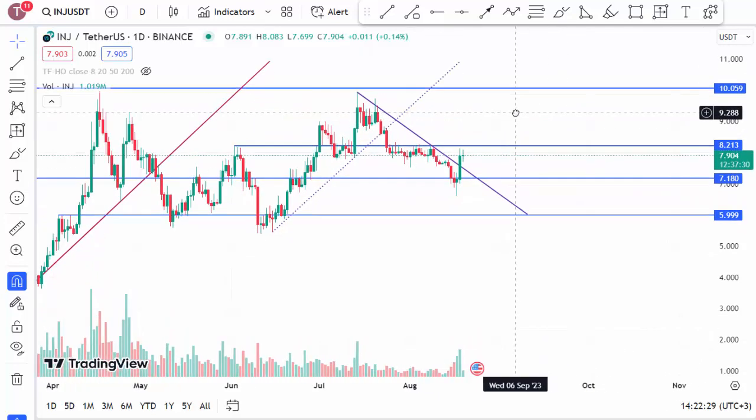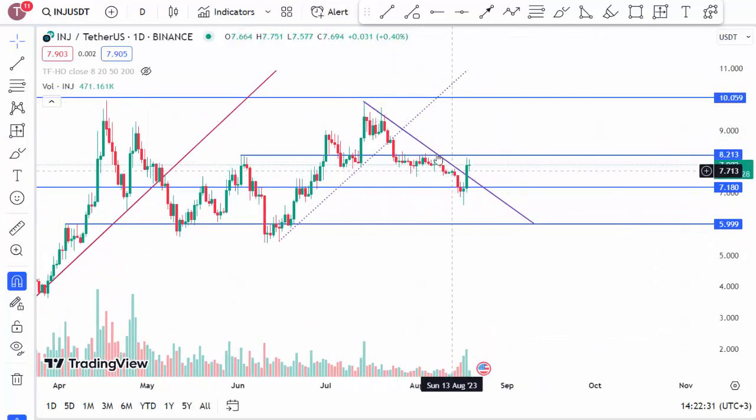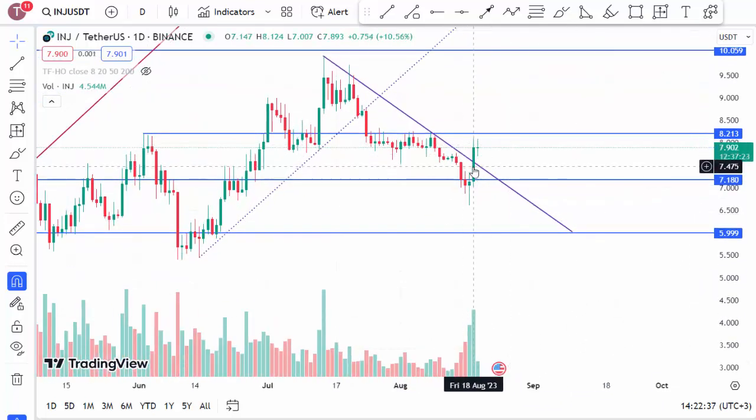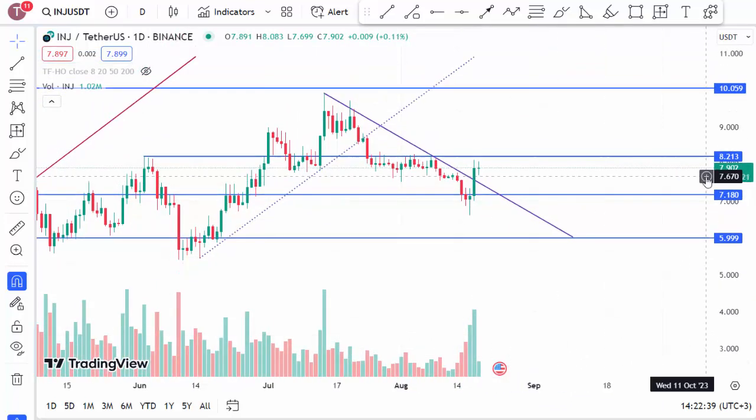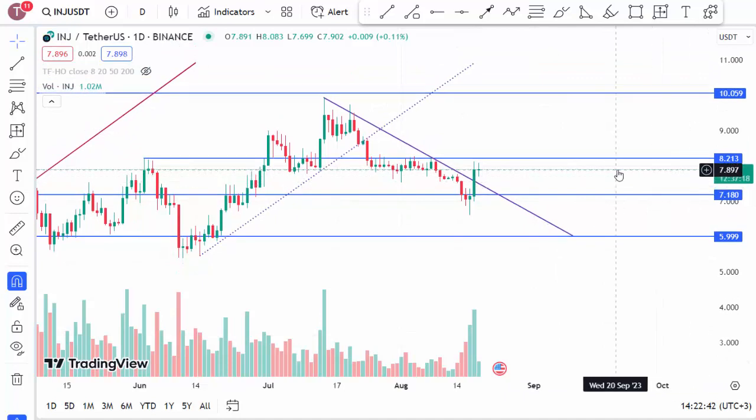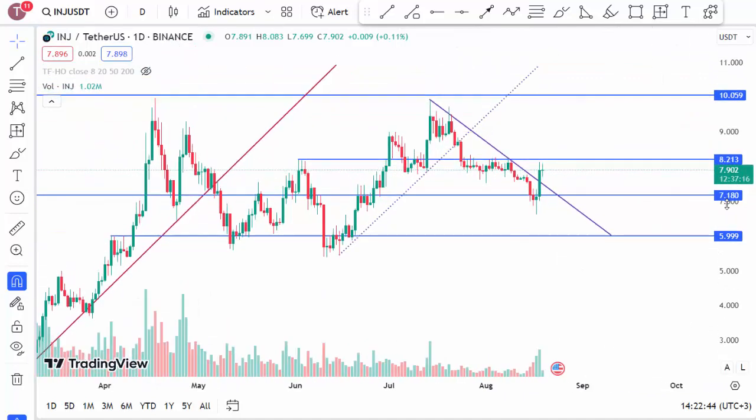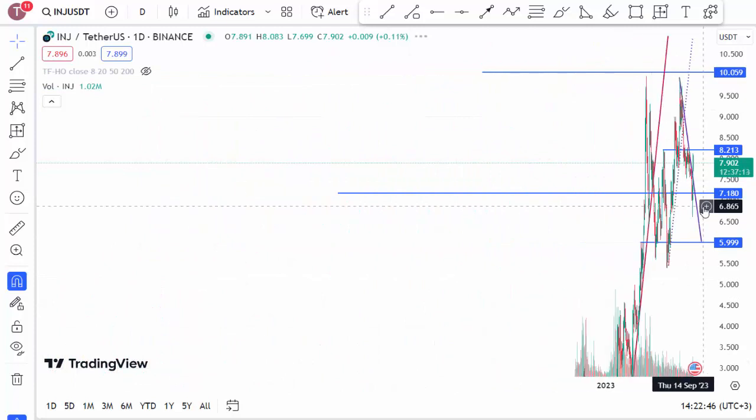Today, we will share the technical analysis of INJ Coin. As you can see, my friends, we can say that the descending trend here has been broken upwards. Actually, this breakout is quite significant with substantial volume, and it's happening at a very important point.